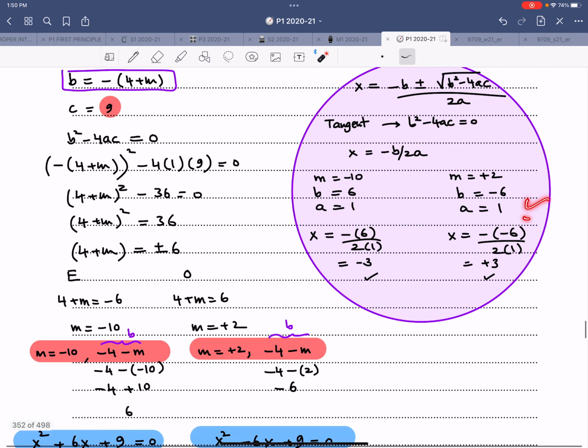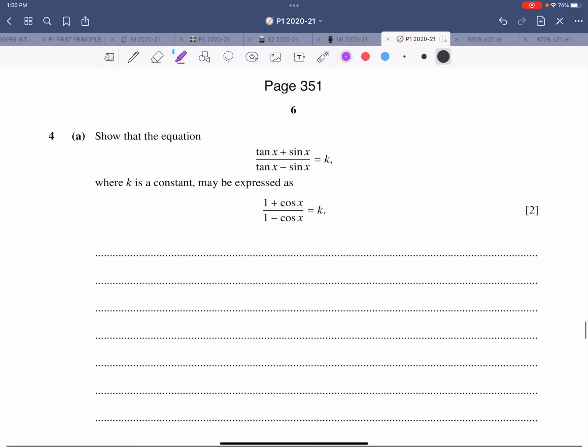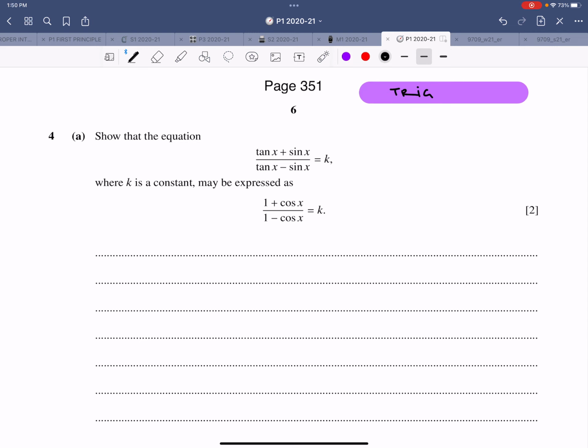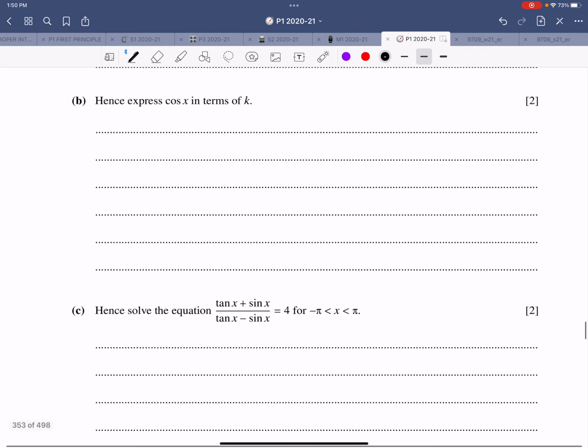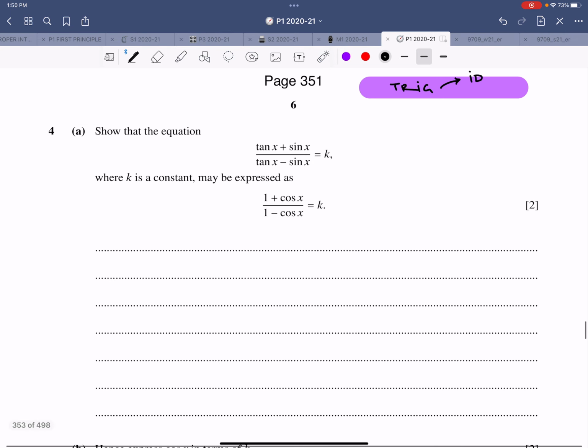So remember this. Question number 4 is about trigonometry. So trig, and then you have an identity. And naturally, the next one has to be something like that, an equation. So it's an identity and then it's an equation. Now let's get started with this question. It says, show that the equation, where k is a constant, may be expressed in this form.